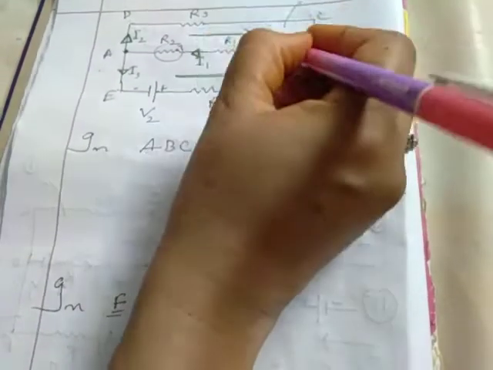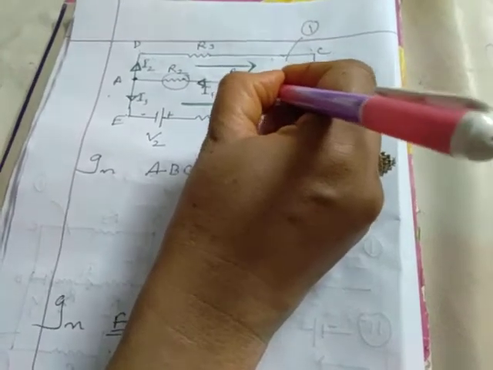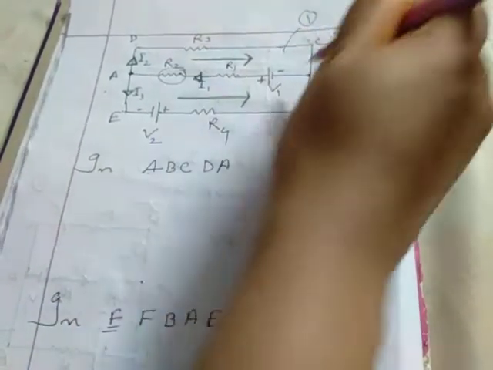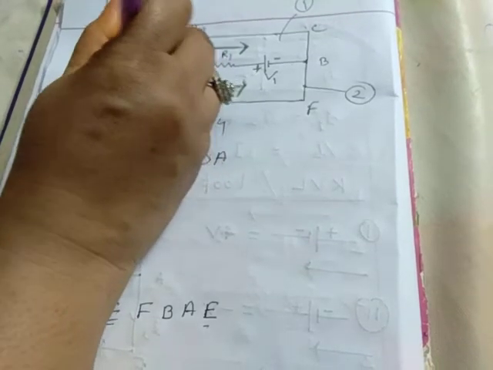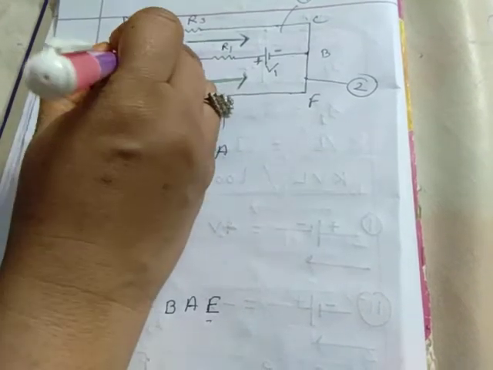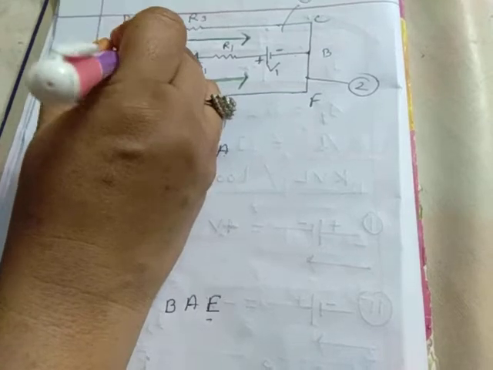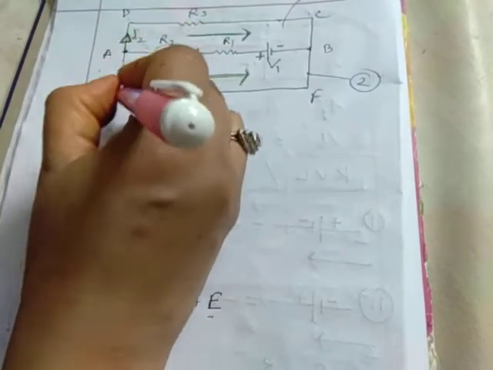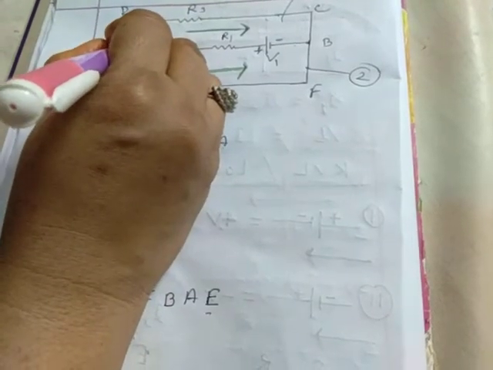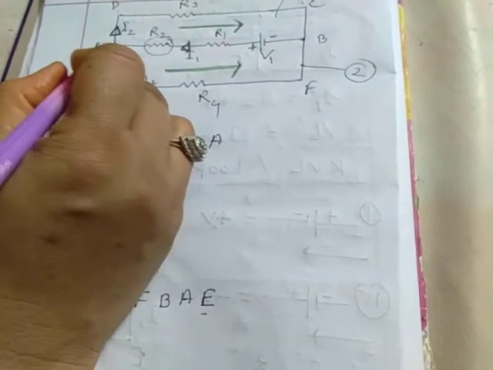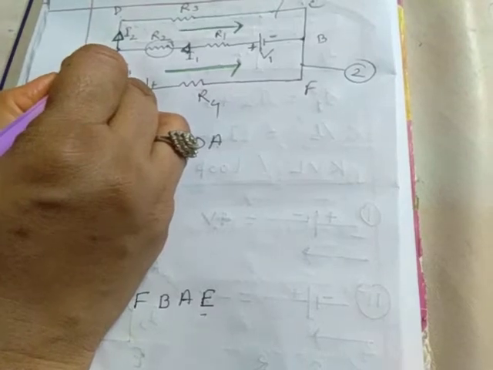In these two loops, I can apply KVL, that means Kirchhoff's voltage law. Here the current I1 is flowing in this direction, and at this junction or node I1 is divided into two parts. I2 goes in that direction and I3 goes in this direction. Now suppose I start from point A to measure the potential difference.